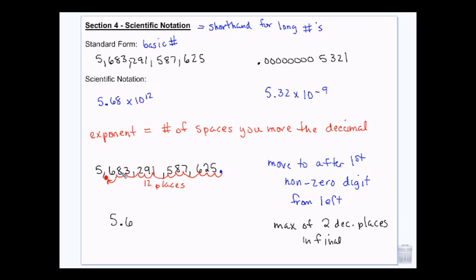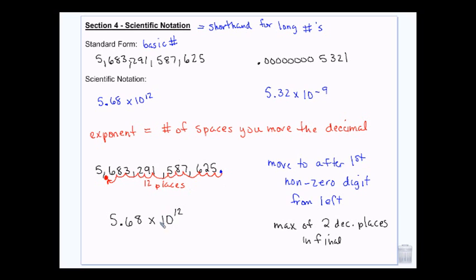5.68, keeping the 2 decimal places. It's always times 10, and then this is the number of places you moved. This is the scientific notation. That means you don't have to write all of that.